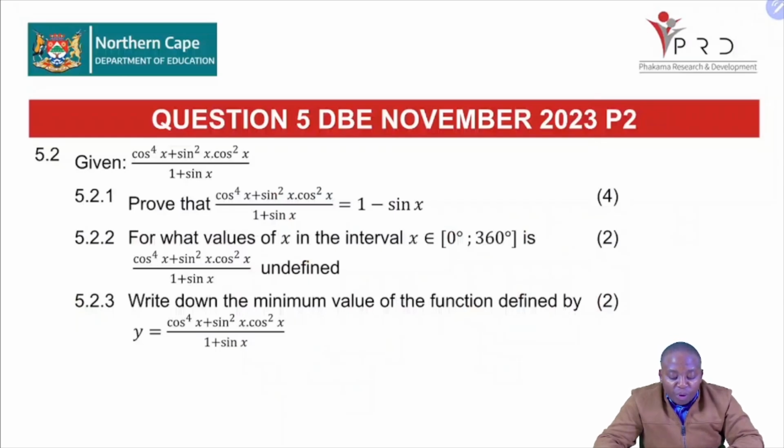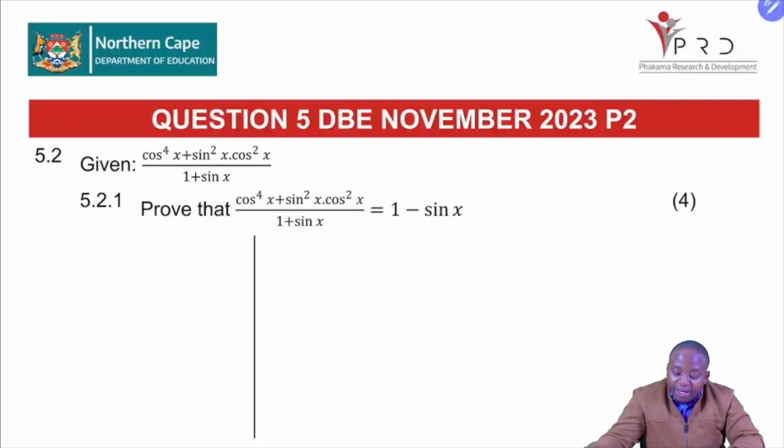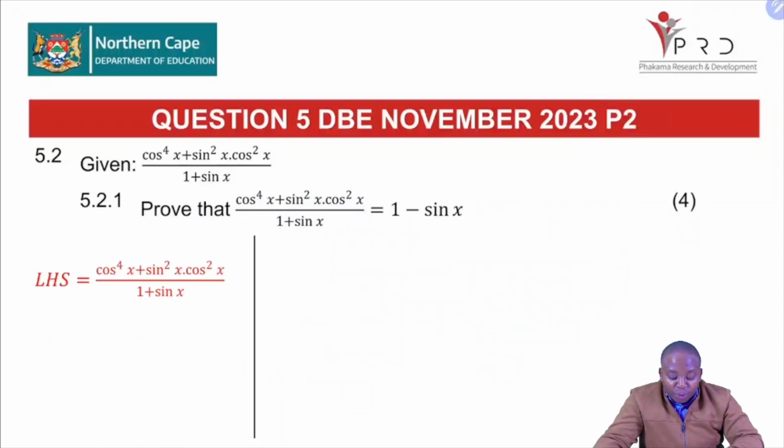5.2, we are given cos to the power 4 x plus sine squared x multiplied by cos squared x. The first question, 5.2.1, says we need to prove that cos to the power 4 x plus sine squared x multiplied by cos squared x over 1 plus sine x is equal to 1 minus sine x. Now, how do we prove this one?